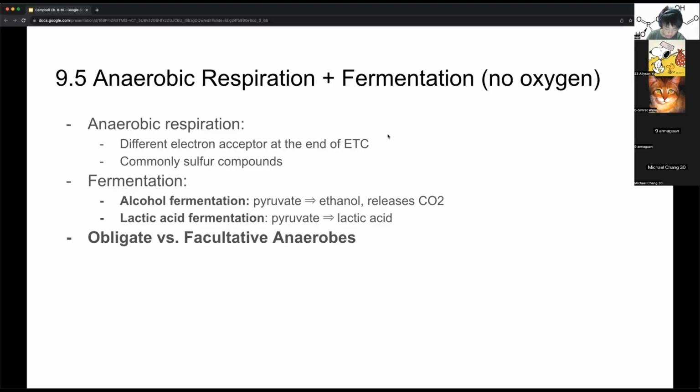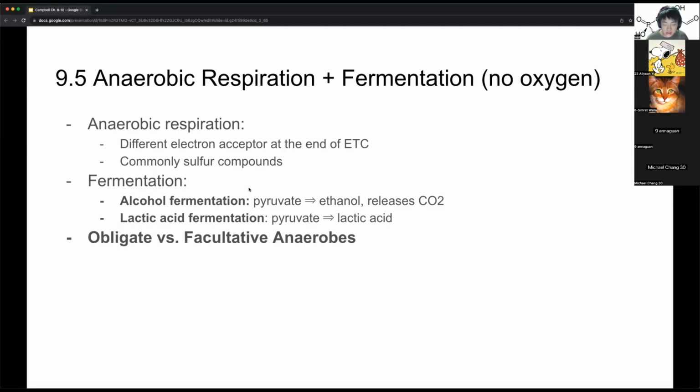Fermentation. There's anaerobic respiration, which has a different electron acceptor at the end of the electron transport chain, commonly sulfur compounds, and then you have fermentation. Anaerobic respiration would be like next to the hydrothermal vents. Then you have alcohol fermentation and lactic acid fermentation. Fun fact: lactic acid is what makes your muscles sore after doing 20 minutes on the rowing machine.